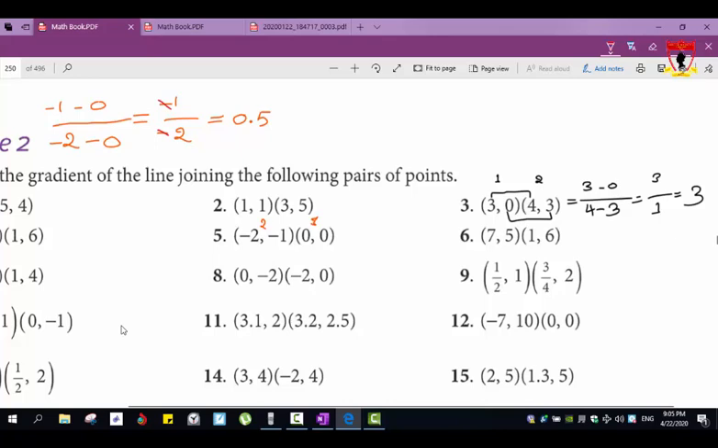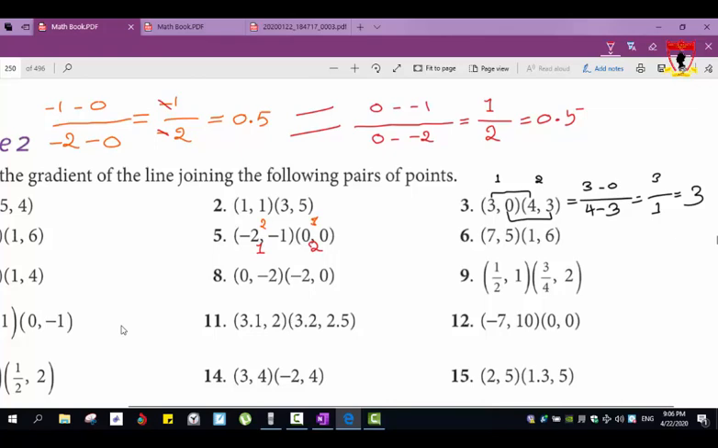Now, if we pick this one as x2, y2, and this one as x1, y1, the fraction looks like this. 0 minus negative 1. This minus is from the rule. This one is for the negative 1. And 0 minus negative 2. Minus minus will be plus. 0 plus 1 is 1. Minus minus will be plus. 0 plus 2 is 2. 1 over 2 is surely 0.5. As you see, it gives the exact same answer.